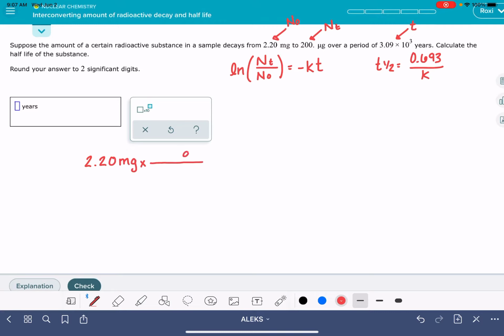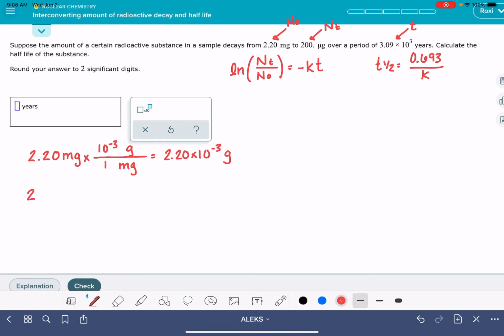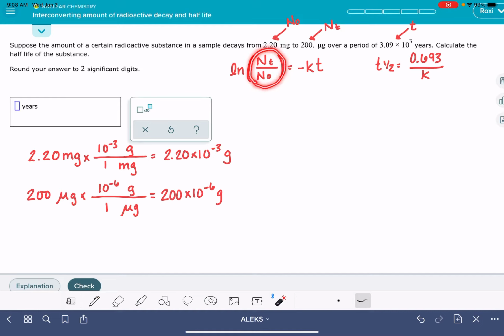I'm going to convert my milligrams to grams. Milli is the prefix for 10 to the minus 3. That means 1 milli is 10 to the minus 3 grams, and this is going to give me 2.20 times 10 to the minus 3 grams. And then I'm going to do the same conversion for my microgram. 200 microgram multiplied by a conversion factor with microgram on the bottom, gram on top. Micro is 10 to the minus 6. That means 1 micro is 10 to the minus 6 grams. 200 times 10 to the minus 6 grams. And again, as far as this step is concerned, all that really matters is that both of these are in the same unit. It could be any unit you want. They just need to be the same.